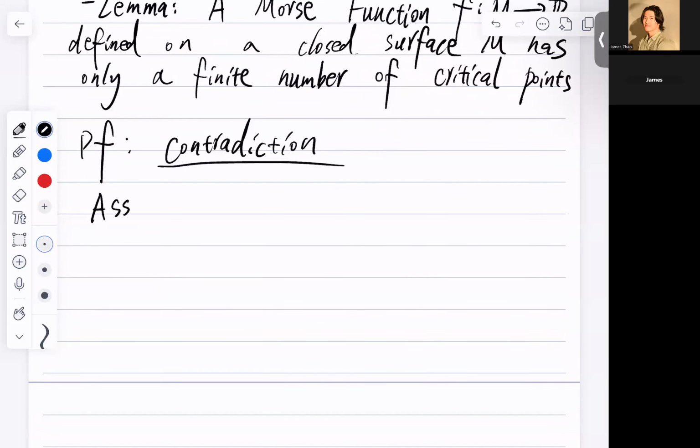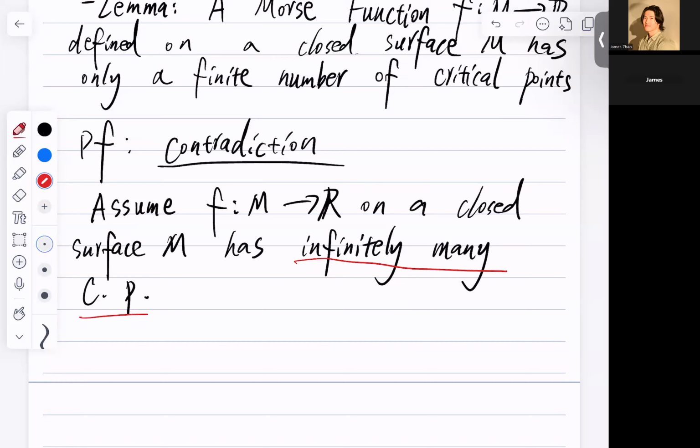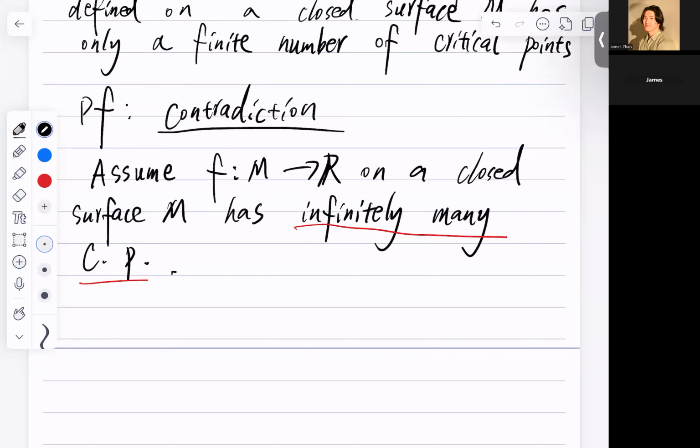So let's start by assuming f on a closed surface, which is just the condition that we're given, has infinitely many critical points. Let's underline this real quick. This is what we're trying to disprove, so we're going to propose this to be true first. Now we have something to work with, right?